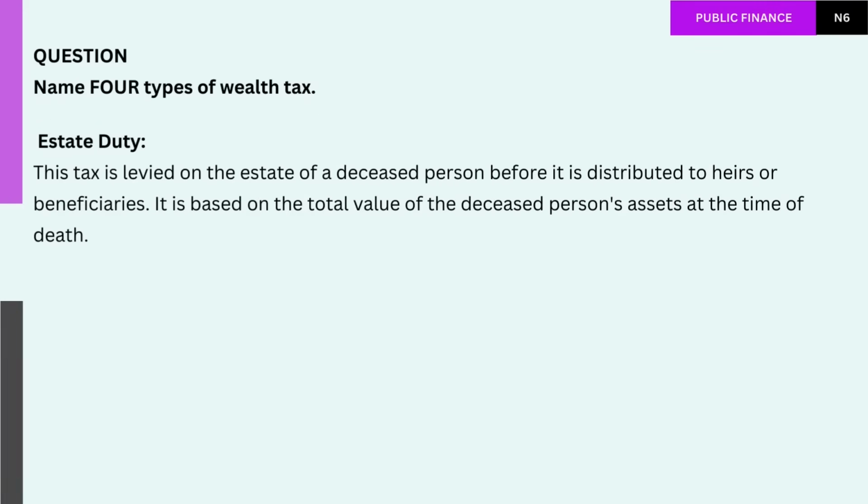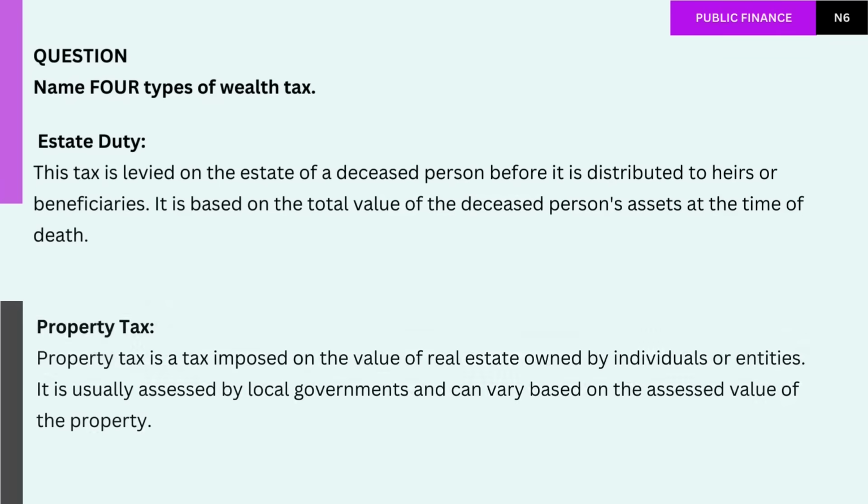Question. Name 4 types of wealth tax. Here are 4 types of wealth tax. 1. Estate duty. This tax is levied on the estate of a deceased person before it is distributed to heirs or beneficiaries. It is based on the total value of the deceased person's assets at the time of death.